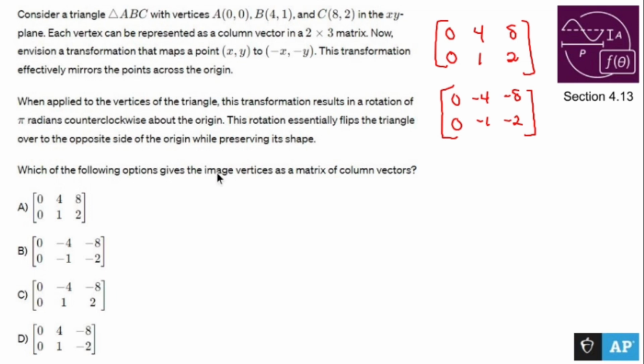Which of the following options gives the image vertices as a matrix of column vectors? Isn't it just B? So all that reading just for that?